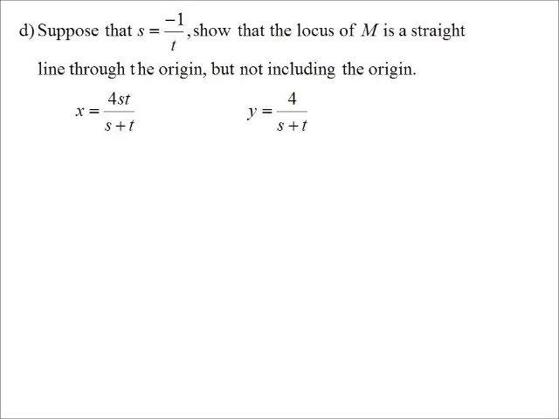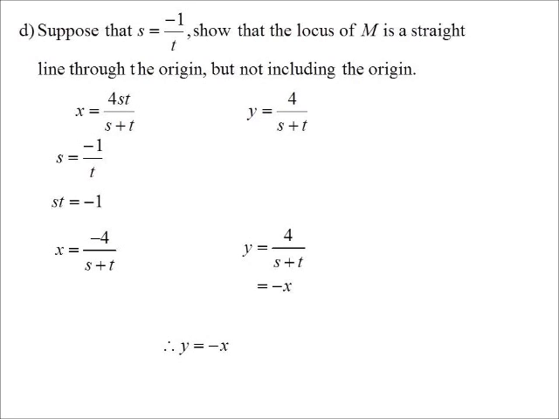But then what that means is, have a look at my x value. S times t is -1. Well, I can get rid of the st, and x and y become very similar. X is minus 4 on S plus T. Y is 4 on S plus T. There's my locus, y equals -x, which would be a straight line which passes through the origin, but not including the origin.